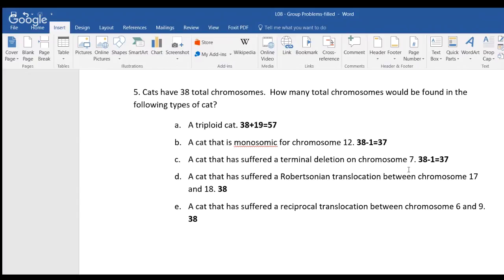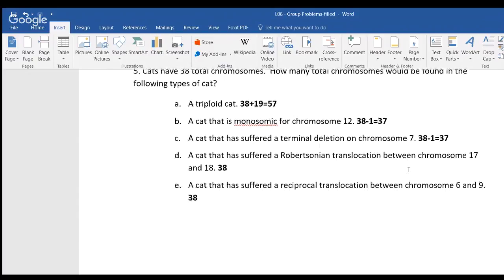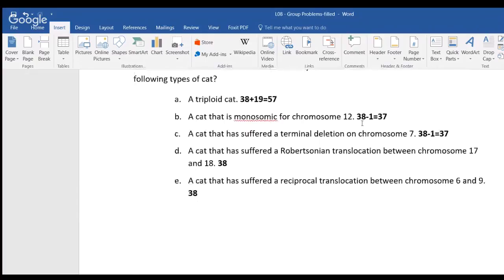But for part D, when it's a Robertsonian translocation between two chromosomes, we still have a total of 38, because although we were shuffling around genetic material, we didn't actually add or subtract chromosomes. For part E, we are looking at a reciprocal translocation, and it's the same as D. Although it's shifting genetic material, it's not adding or subtracting chromosomes.